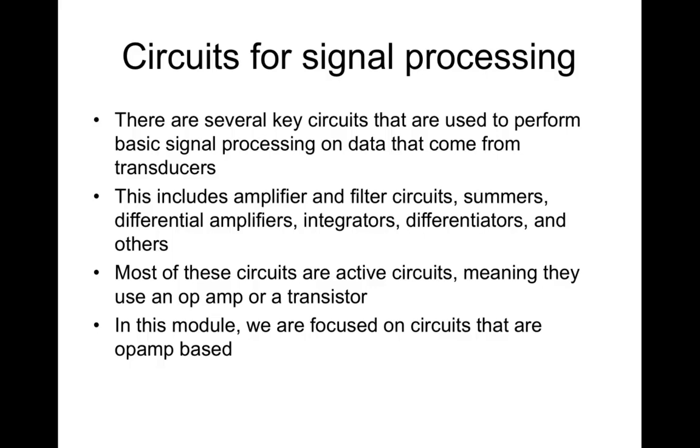There are several key circuits that are used to perform basic signal processing on data that come from transducers, because rarely is the data that comes from a transducer in a useful form. Sometimes the voltage is too low, it's often noisy, it may not be in the right form. So we use amplifier and filter circuits, summers, differential amplifiers, integrators, differentiators, and other circuits in order to get the signal in a useful form. Most of these circuits are active circuits, which means they use an op-amp or a transistor. So in this module, we primarily are focused on circuits that are op-amp based.